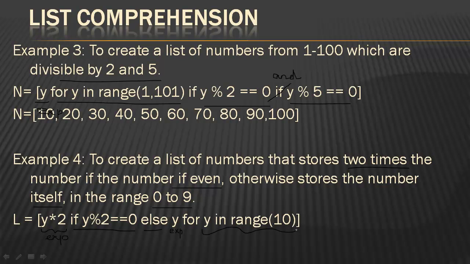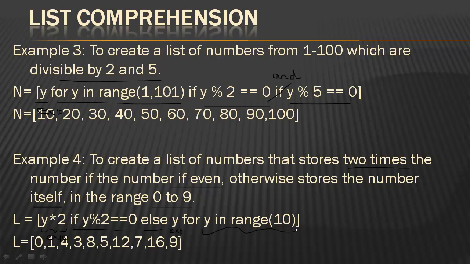Now when will you evaluate y into 2? If y modulus 2 is 0. Otherwise, else, you evaluate the expression as just y. Is that clear? So please make a note of this: if there are if and else conditions, you would be using this method, which is written before the for. And that would obviously be our answer.